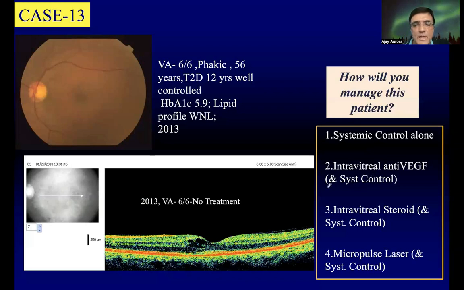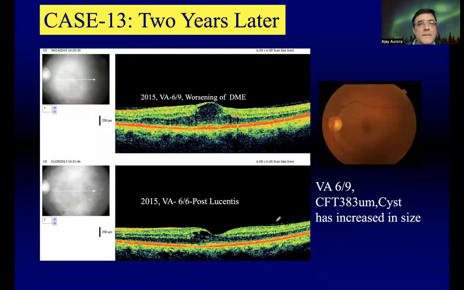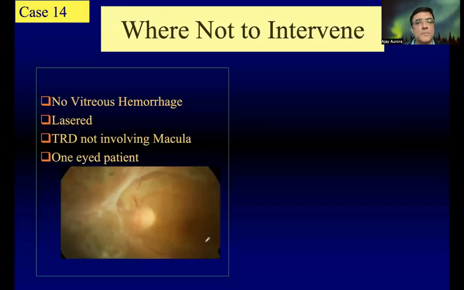The question was, should I go ahead and do something for this by injecting an anti-VEGF or a steroid or a micropulse laser? But I decided that we should not intervene. We decided to follow up this patient, and for 2 years, the patient did not need anything. The patient's visual acuity dropped after 2 years, came down to 6/9, and this is post-Lucentis, and the patient had come back to the state where the patient was 2 years back. Visual acuity had regained to 6/6. In such situations it is important sometimes to closely follow up the patient.